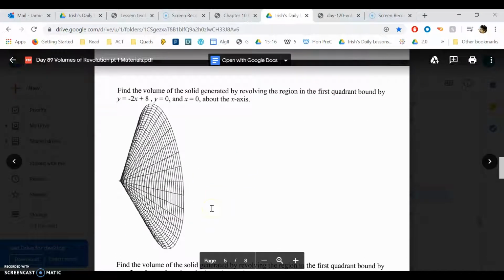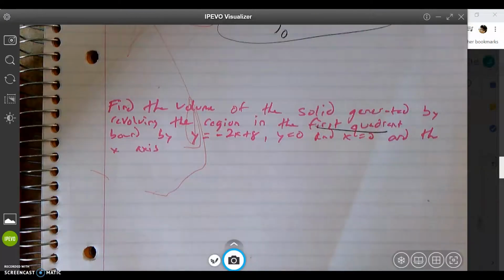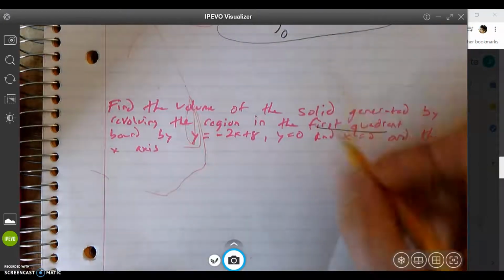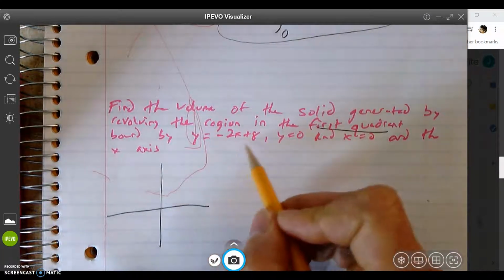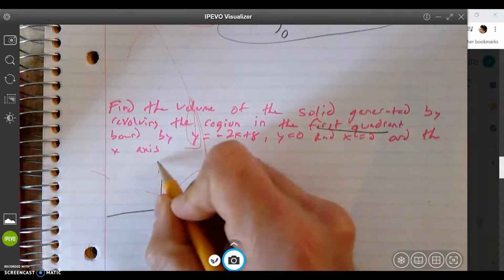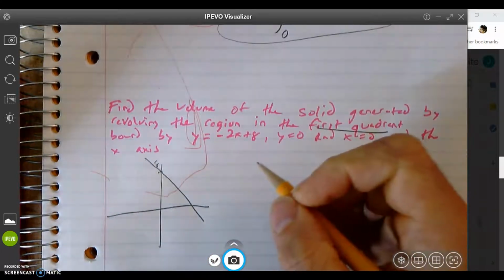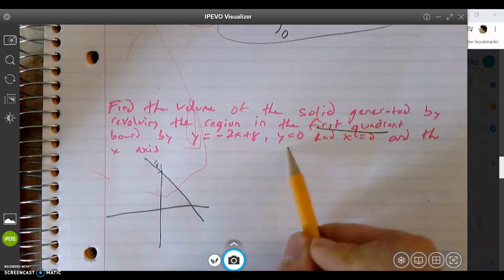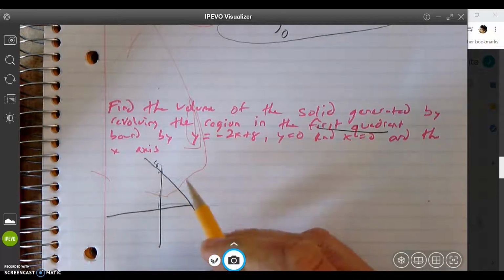I want you to try and do this problem on your own first, okay? Pause the video, see if you can do this one. Ready, set, go. All right, let's see if we did it. Let's draw the picture. So y equals negative 2x plus 8. We start at 8 right here, and the slope is negative 2. So here is your region, because y equals 0, x equals 0, and the x-axis.